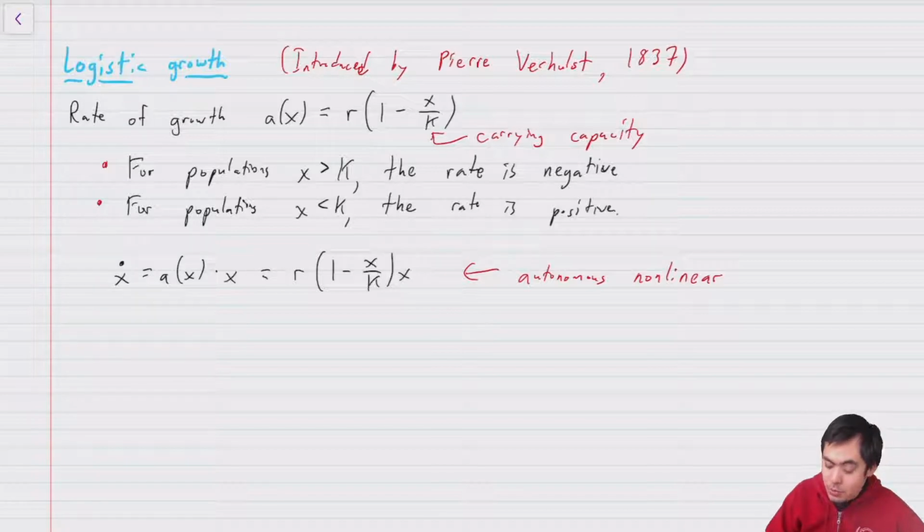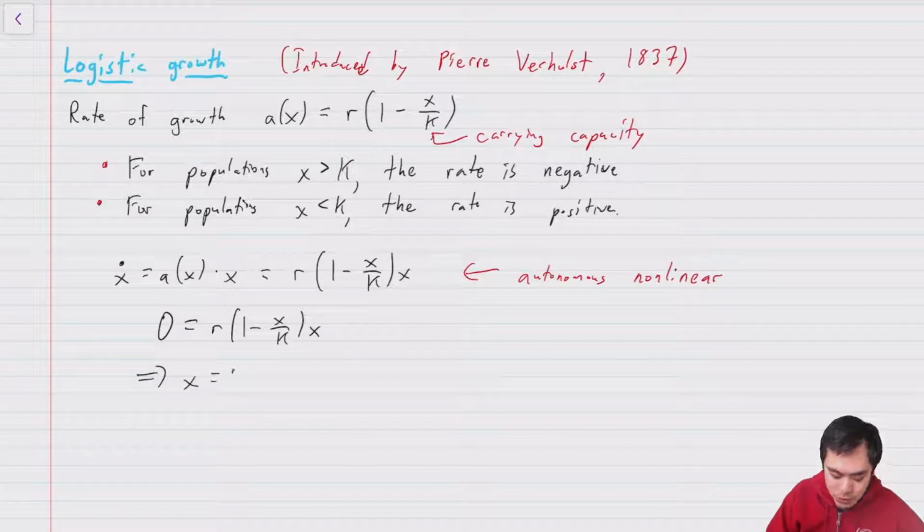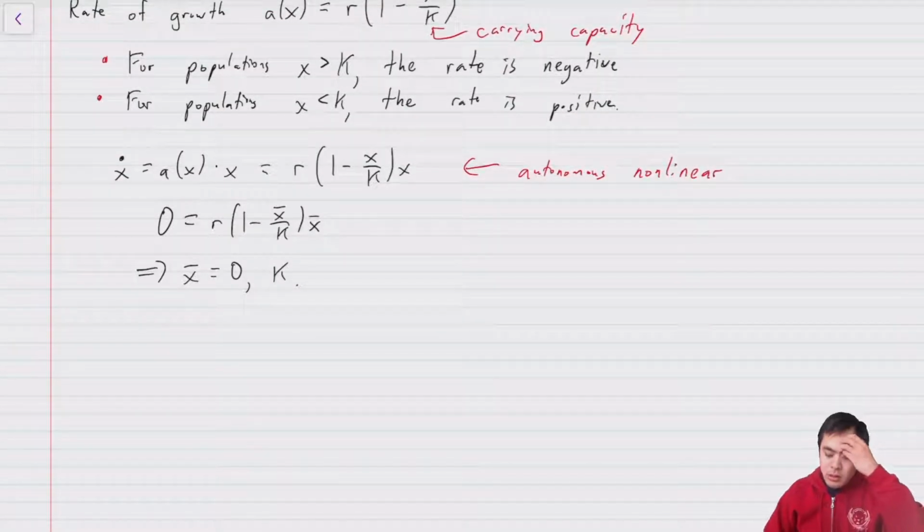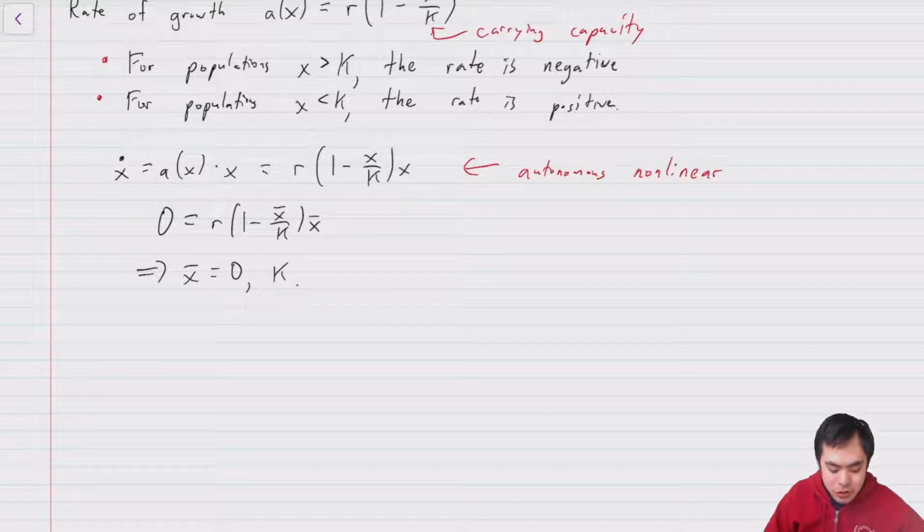So in order to solve for equilibria, we need to set x dot equal to 0. So if 0 is equal to r times 1 minus x over k times x, well, this implies, since it's already in factored form, that x bar is equal to 0 or k. So these are the only two equilibria. And we can also directly solve this differential equation. And let's go ahead and do that, just so that we see what goes on here. Let's see, just a moment. Actually, let's go ahead and try to analyze the stability of these equilibria first.